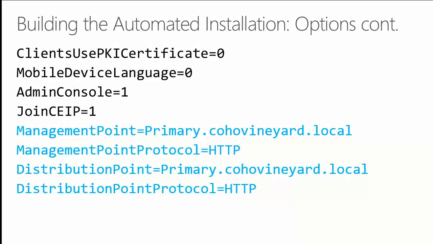Admin console equal 1 is just whether you're installing the admin console or not. 0 just doesn't install the admin console on the server. Not sure why you wouldn't want that there, though there may be a security reason or just a personal preference.